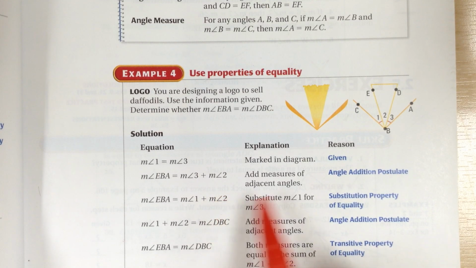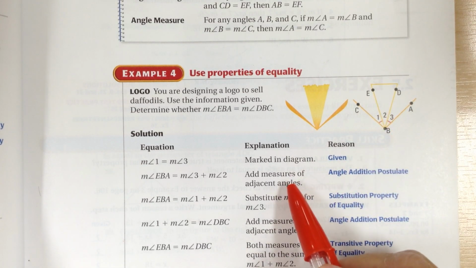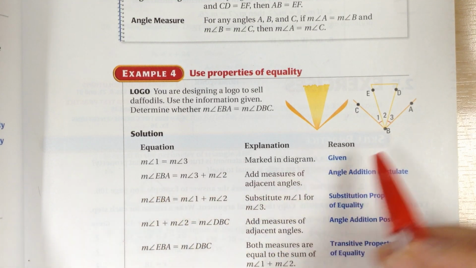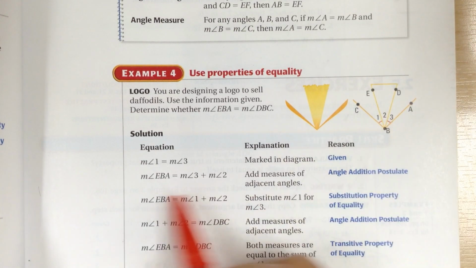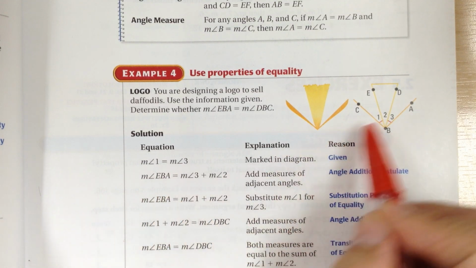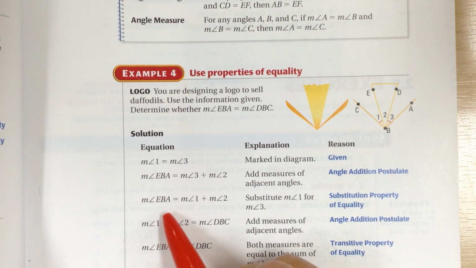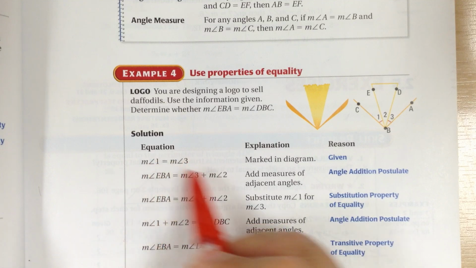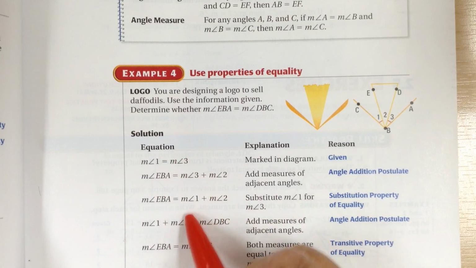And next, we're going to use the angle addition. Angle EBA is angle 2 plus angle 3, right? See that angle EBA equals angle 2 plus angle 3. And since they are congruent, we're substituting. See that 1 and 3 are equal, so we can substitute. We switch angle 3 to angle 1 by using the substitution.